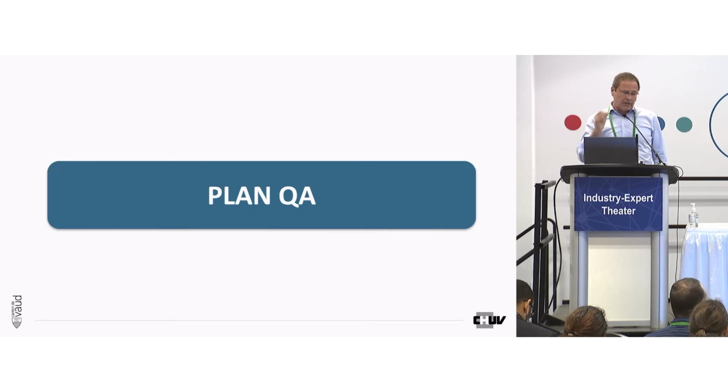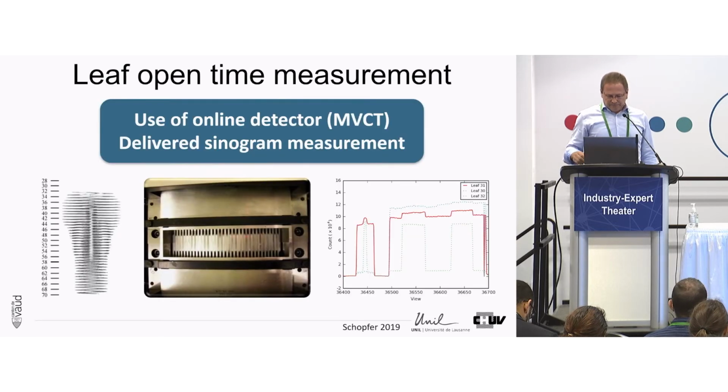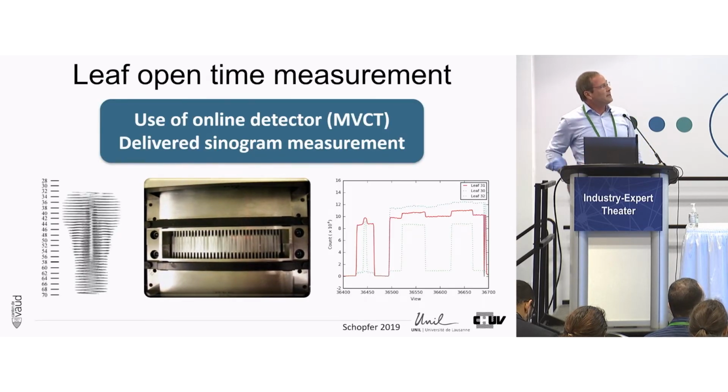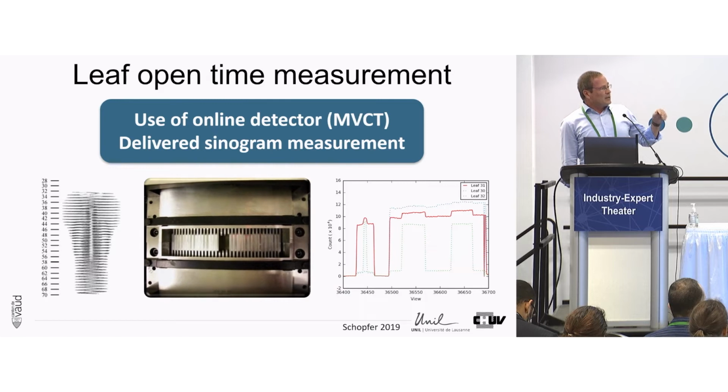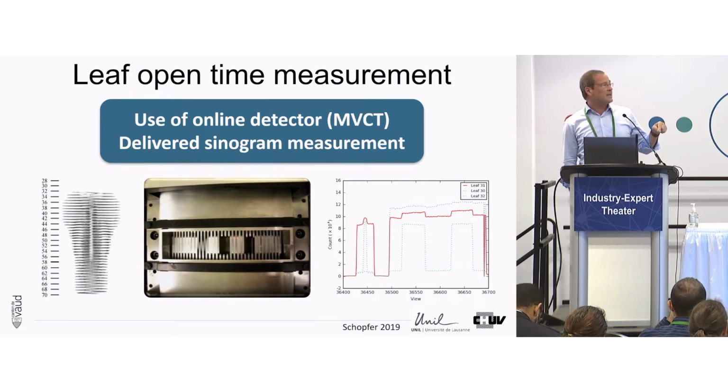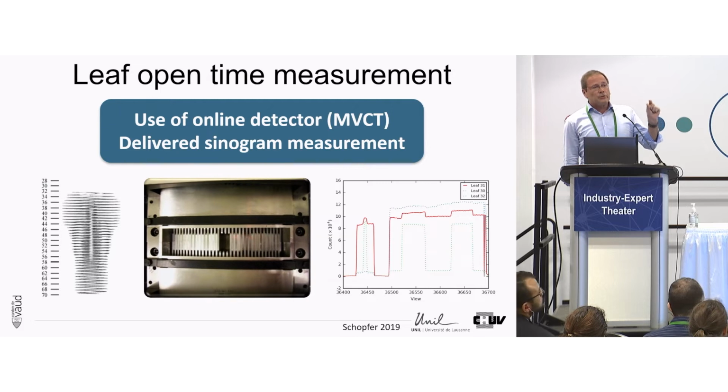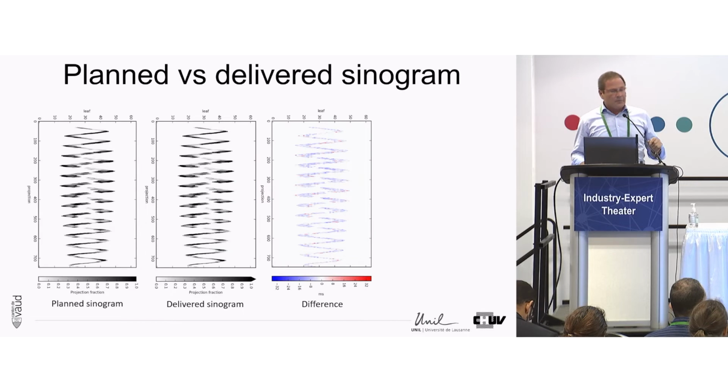And then the last thing I want to talk about is the QA. So you probably know that the TomoTherapy works by producing a sinogram, which is a description of how the leaves are opening and closing during the irradiation. What we are developing with Accuray is a tool that measures the leaf open time with the MV detector, so that we can measure during the irradiation what the leaf open time is, and we can compare that with what is planned.